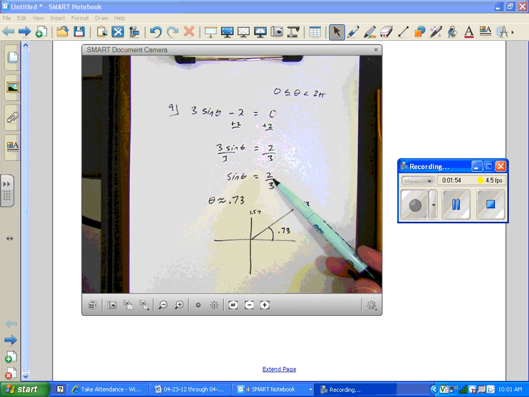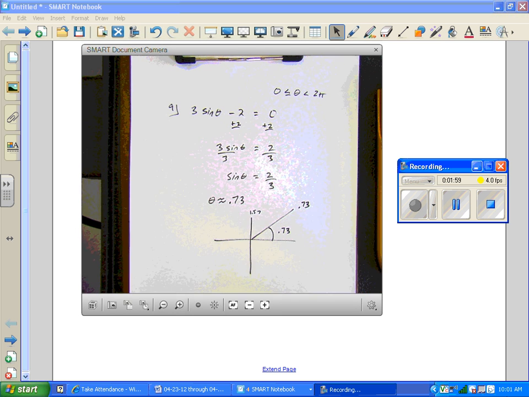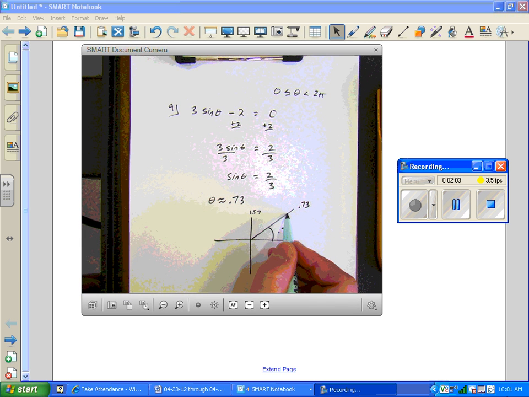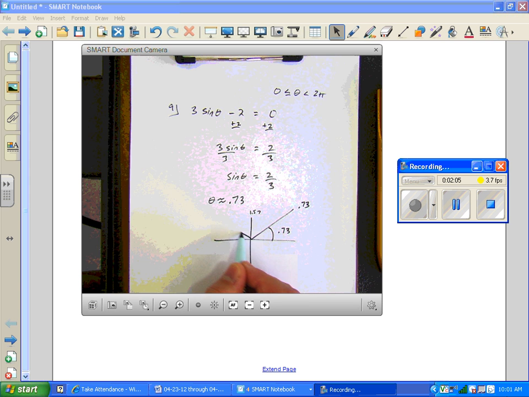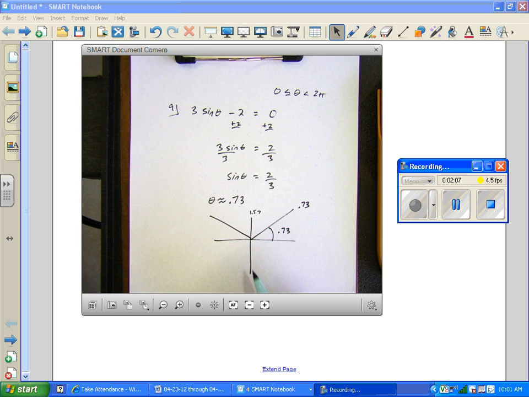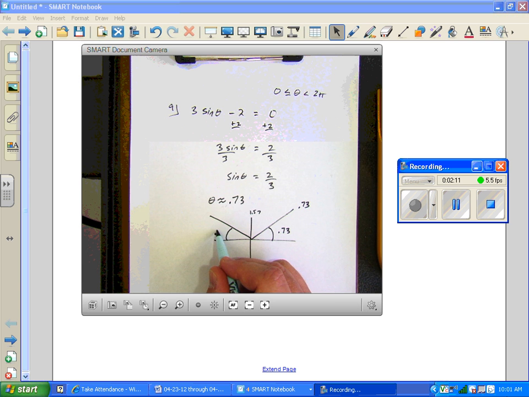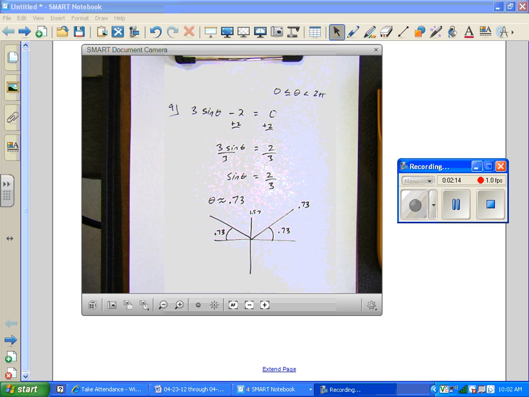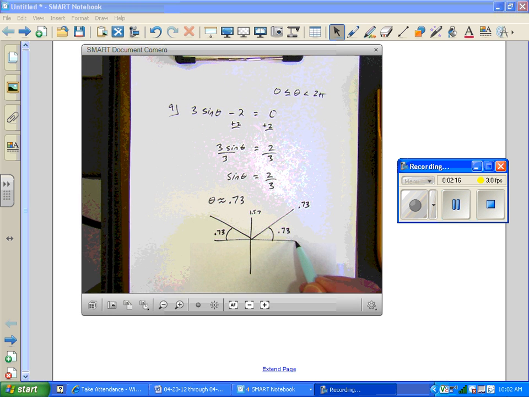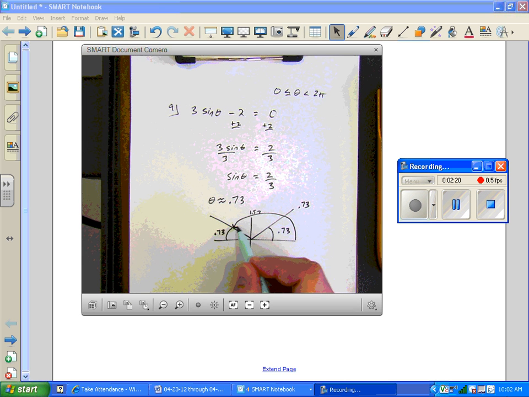Where else is sine positive? In the second, all right? So let's draw that reference angle in the second quadrant. So we're going to take this angle and reflect it over. So the reference angle is still 0.73. All right, but what we're looking for is the measure of it in standard position. We're looking for this angle.